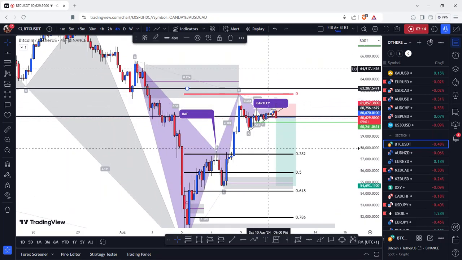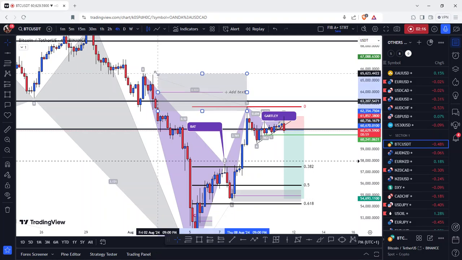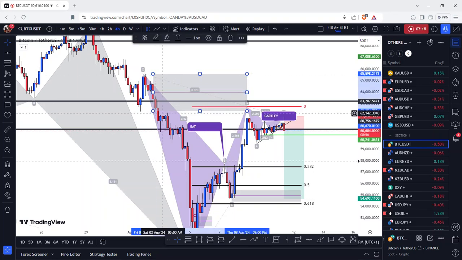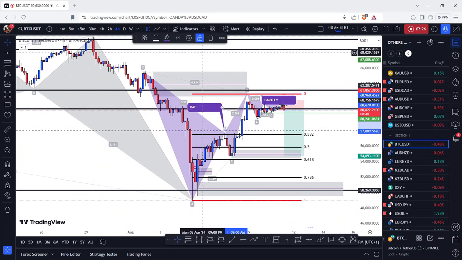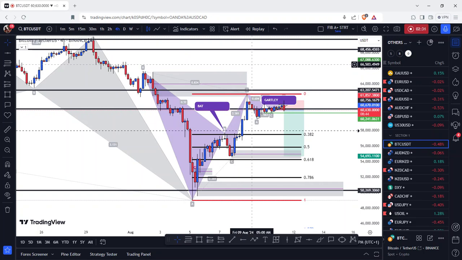And not just that, it's retesting it. We also have a valid order block. This is an order block. We have an imbalance below, and you can see how price has respected that imbalance. And then if you look at it, we have a valid bearish bat pattern, and all the ratios are in check.